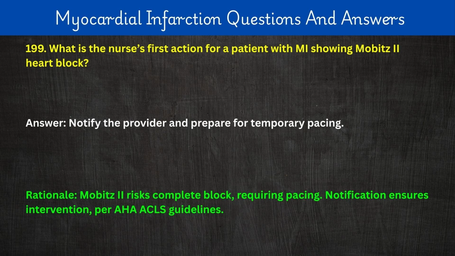199. What is the nurse's first action for a patient with MI showing Mobitz 2 heart block? Answer: Notify the provider and prepare for temporary pacing. Rationale: Mobitz 2 risks complete block, requiring pacing. Notification ensures intervention, per AHA ACLS guidelines.